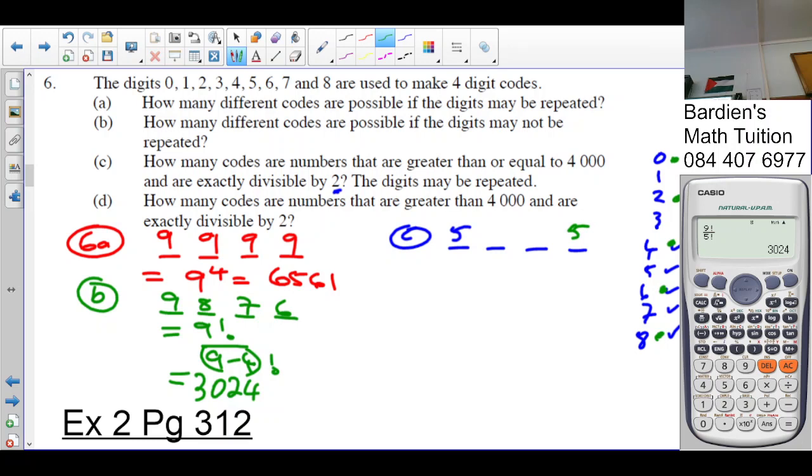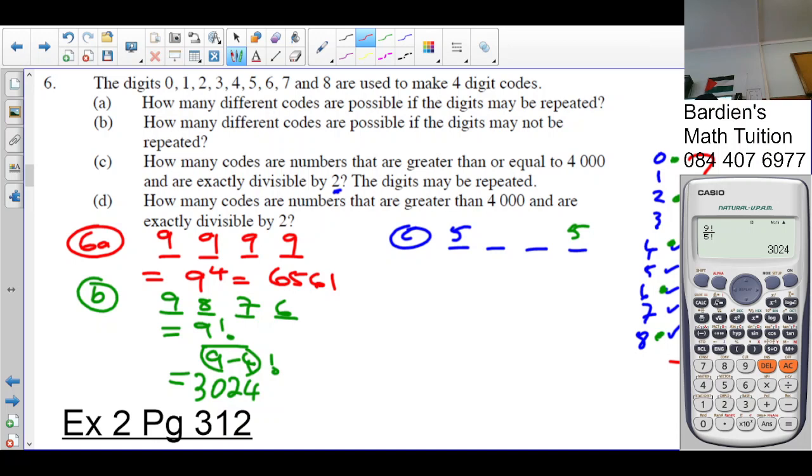The letters may be repeated. So how many options do I have for the second bit? No, I can choose any of these options now. So if you had used 4 here for 4,000 and something, you can use 4 again there and there.